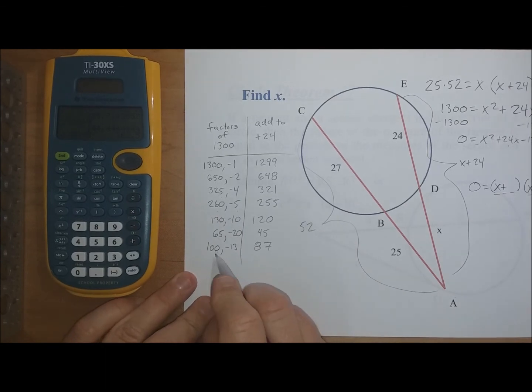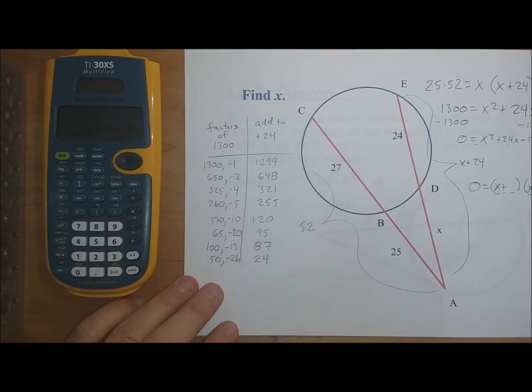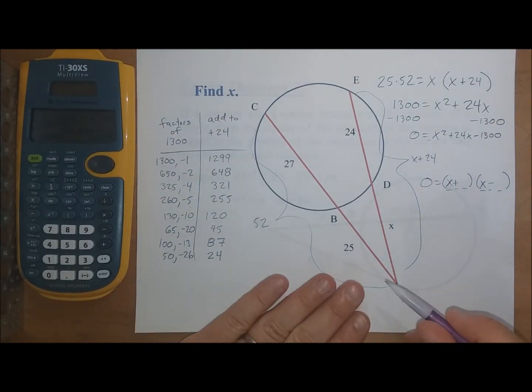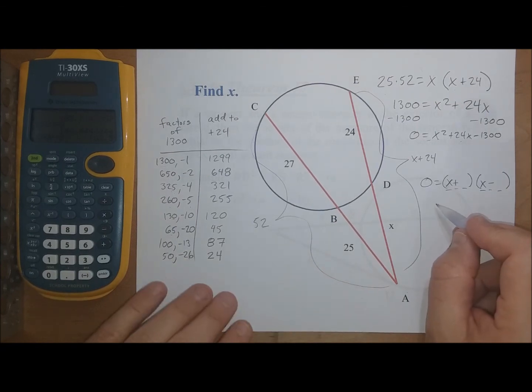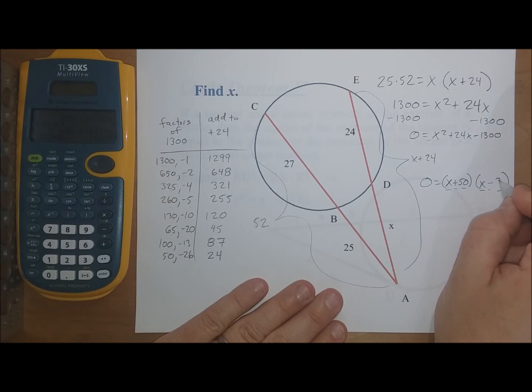All right, let's cut that in half and double that one. Now I'm at 50 and negative 26. Oh, look at that. Those add up to positive 24. Good. Hey, we found our factors with our little factoring table. All right, so I'm going to end up with x plus 50 times x minus 26.